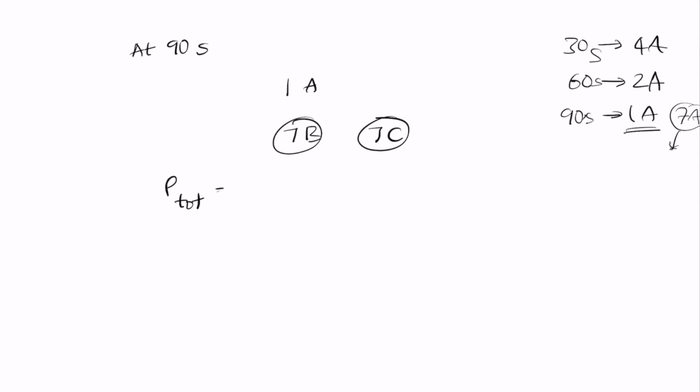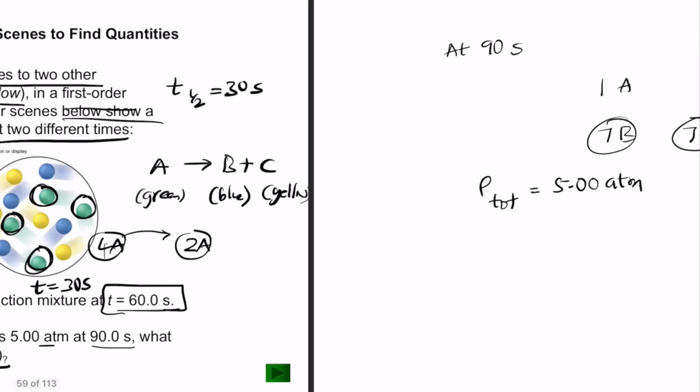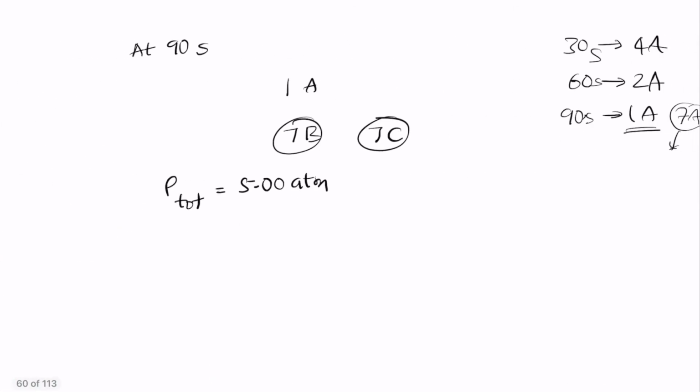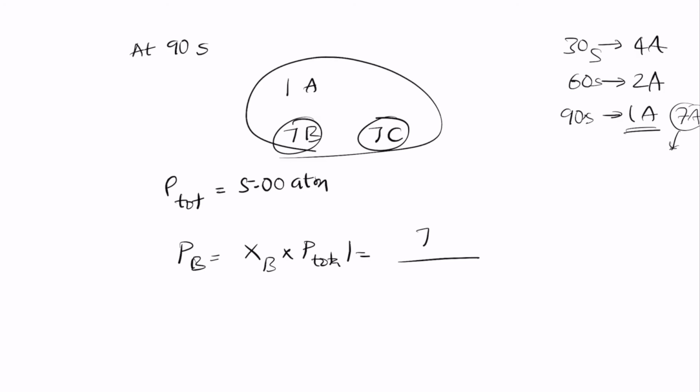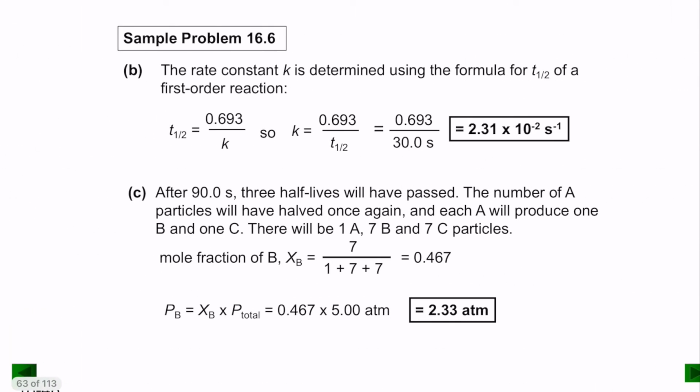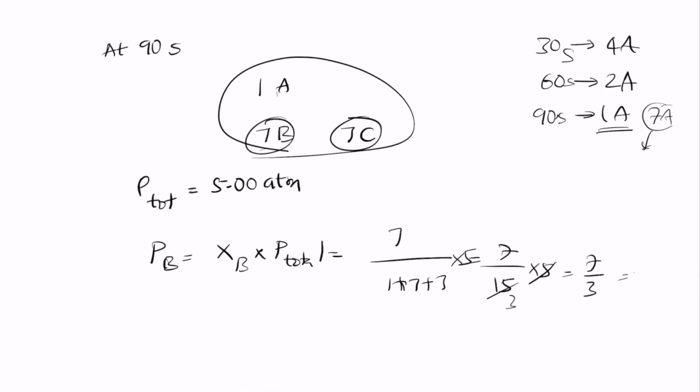They have given that the total pressure is 5 atmosphere. They are asking us to find the partial pressure of B. Partial pressure of B can be written as the mole fraction of B times the total pressure. The mole fraction of B is the number of B molecules present, which is 7, by the total number of molecules present, so 1 plus 7 plus 7. That will become 7 by 15 times the total pressure 5. So 5 ones, 5 threes, which is going to be 7 over 3. That value will become 2.33 atmosphere. This is the partial pressure of the molecule B at 90 seconds.